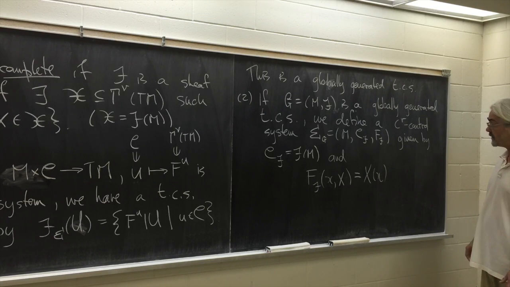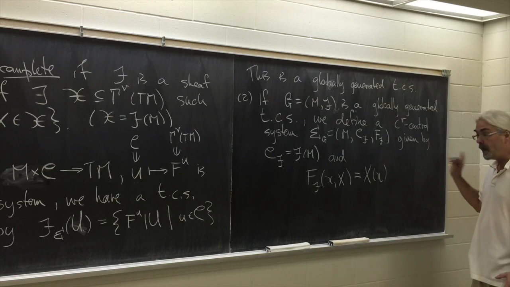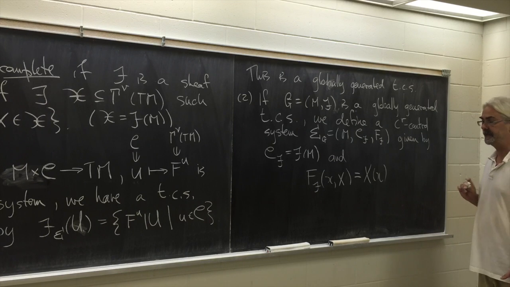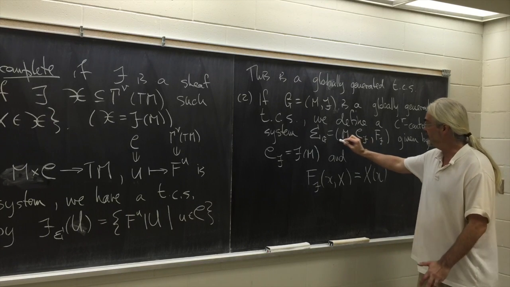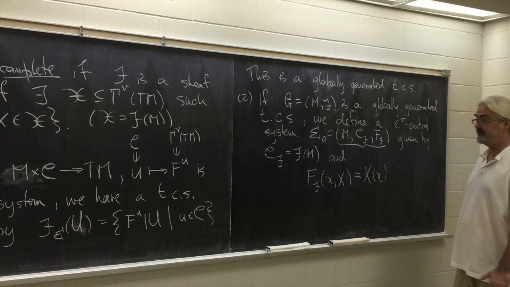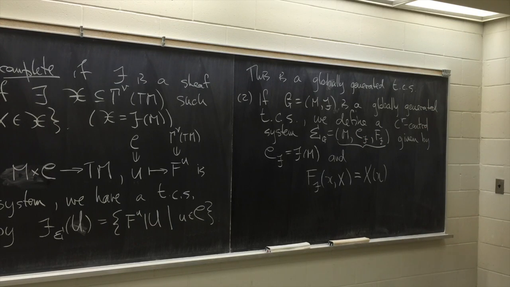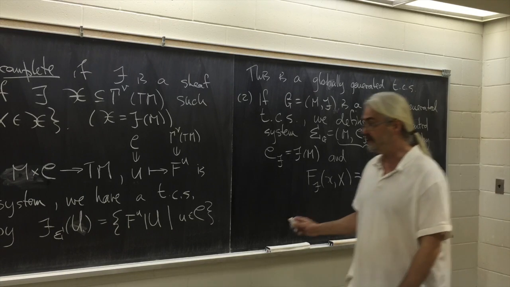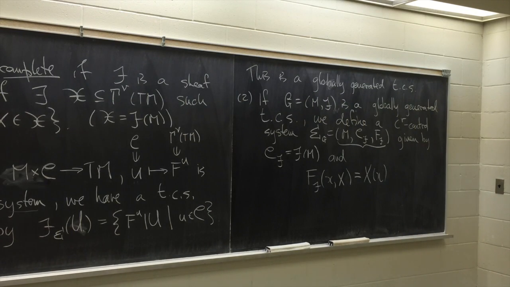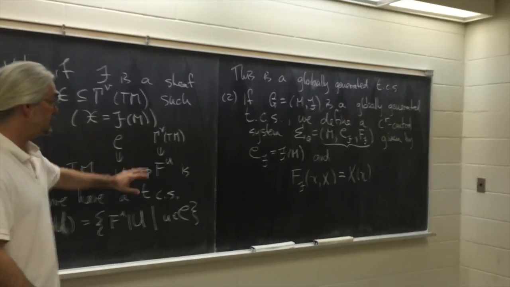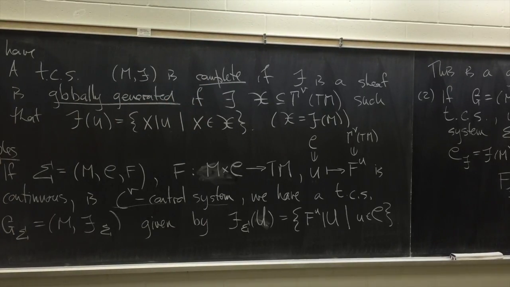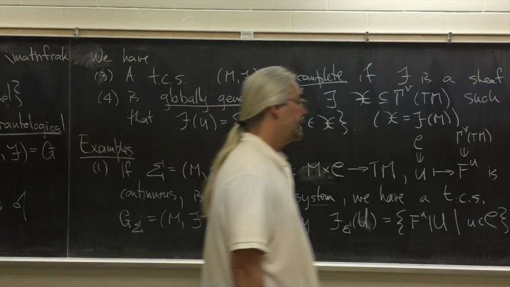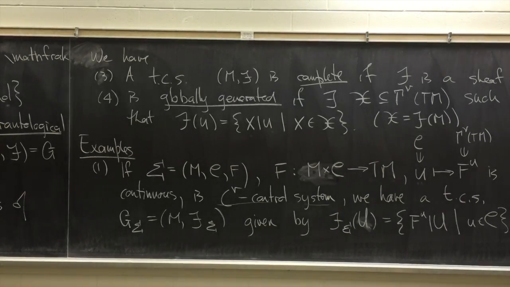Okay, so there's one thing you have to check here. You have to check that this thing is a C-nu control system in the definition that I gave. And that's where this definition of C-nu control system, which requires that this map be continuous, is part of the check.